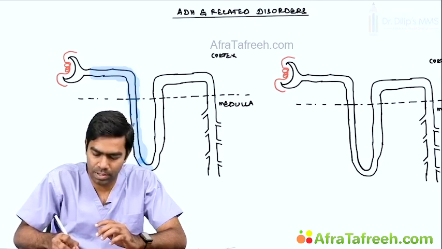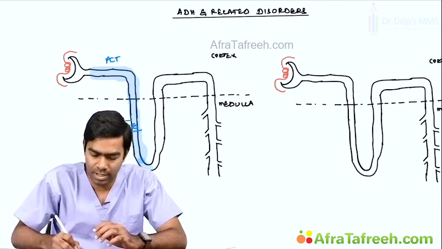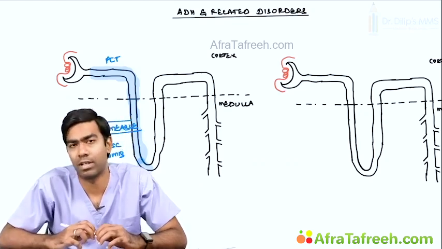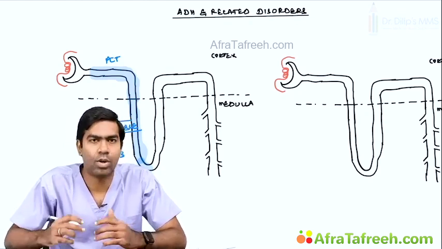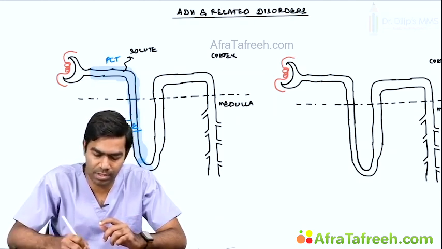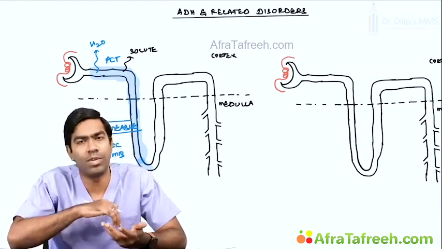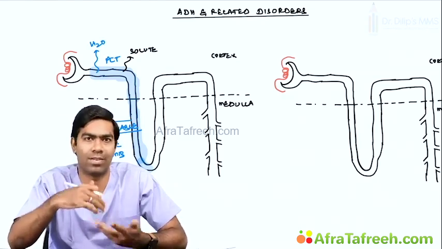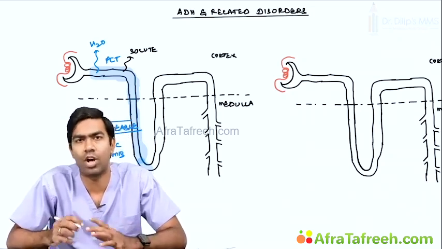So what are the water permeable regions here? Your PCT, proximal convoluted tubule, as well as the descending limb of the loop of Henle serve as water permeable areas for sure. In this particular segment, if you see the solute and water movement, PCT will have solute movement as well as water movement. So since you are removing both solute as well as water from the glomerular filtrate, the PCT will neither concentrate the urine nor dilute the urine.